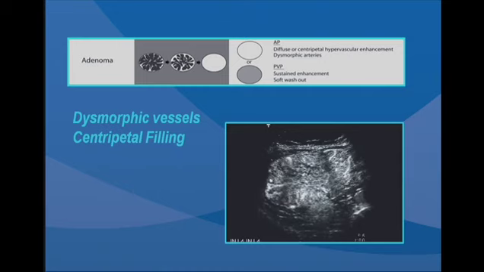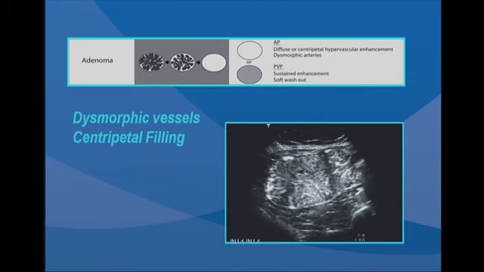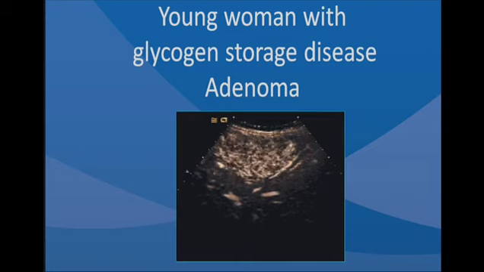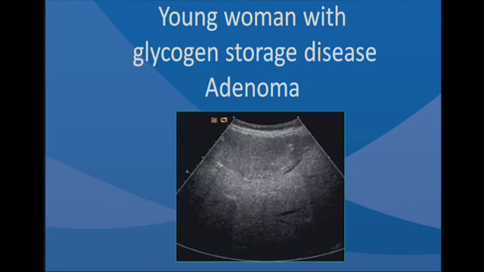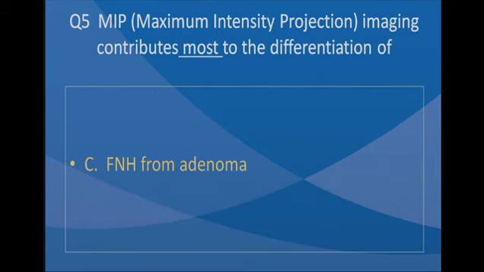So contrast this with another patient, also a young asymptomatic female, and you can see this patient with adenoma has got instead filling from the periphery of the tumor with very dysmorphic vessels, classic for a liver cell adenoma, and another patient with glycogen storage disease, a superficial tumor showing again the filling of the tumor from the periphery to its center. So the last question that I will ask, or just review, is that this question of maximum intensity projection, it contributes most to the differentiation of FNH from adenoma.